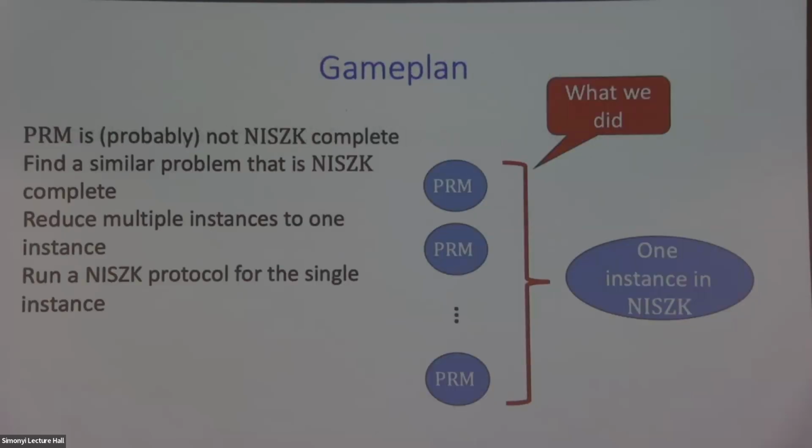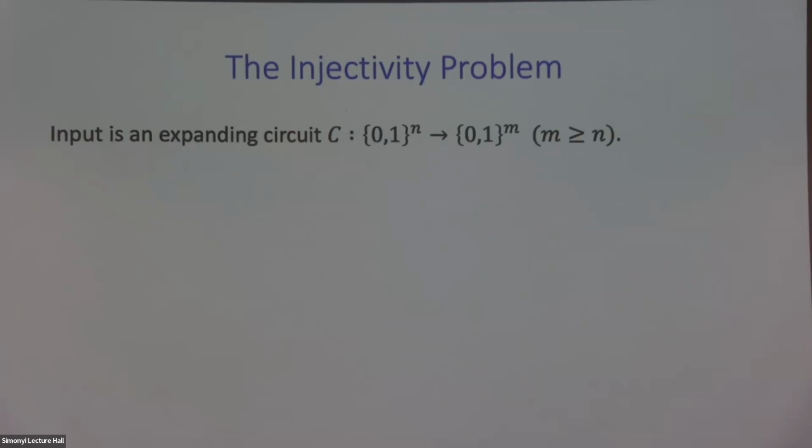So we want to switch over to that problem. The problem is a little bit annoying, so I describe an easier, simpler variant of it that suffices. The simpler variant is a simple extension of the permutation problem, which I call the injectivity problem. Now the input, rather than being n bits to n bits, will be n bits to m bits, where m, the output, is larger.